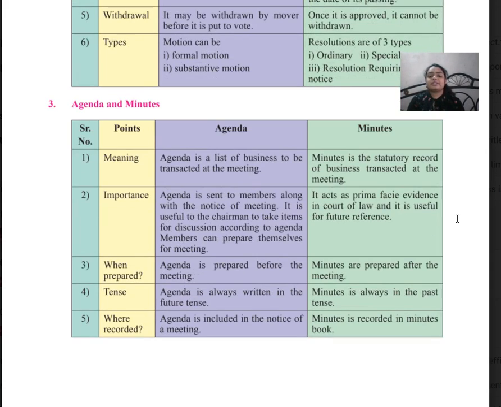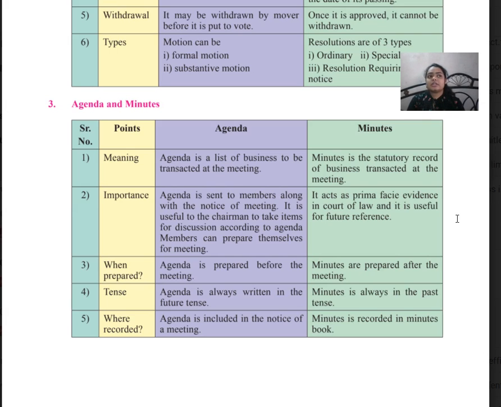Agenda is a list of business to be transacted at the meeting, and minutes is the statutory record of business transacted at the meeting. Importance: agenda is sent to members along with the notice of the meeting. It is useful to the chairman to take items for discussion according to the agenda. Members can prepare themselves for the meeting. Minutes are prima facie evidence in a court of law and useful for future reference.